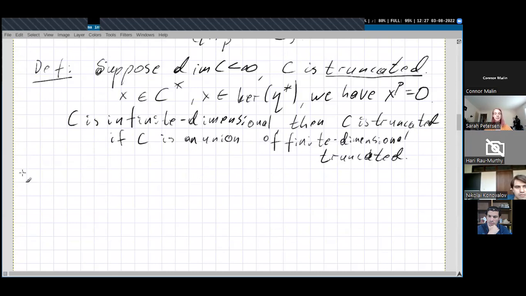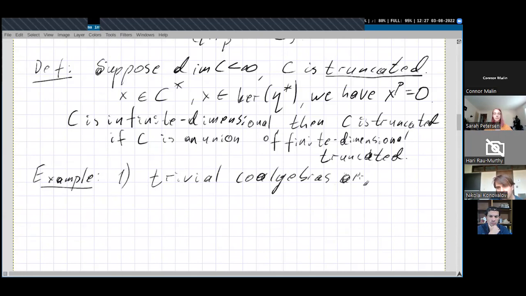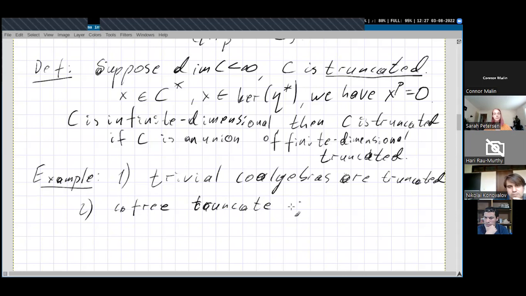Okay, so we have examples. Example one: trivial coalgebras are of course truncated. And let me also show what a Koszul truncated algebra looks like. And this is probably why I call them truncated.